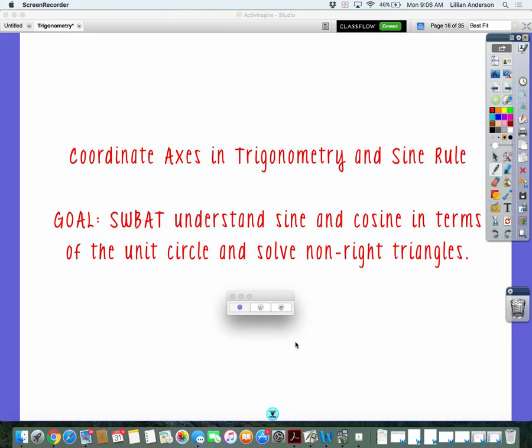So again, we're talking about coordinate axes in trigonometry and the sine rule. You'll be able to understand sine and cosine in terms of the unit circle, as well as learning one way, or actually refreshing your memory because you did this in your previous class, on how to solve non-right triangles using the sine. Okay?